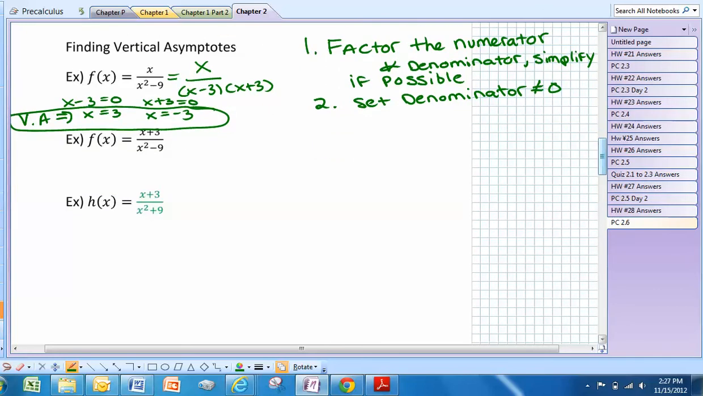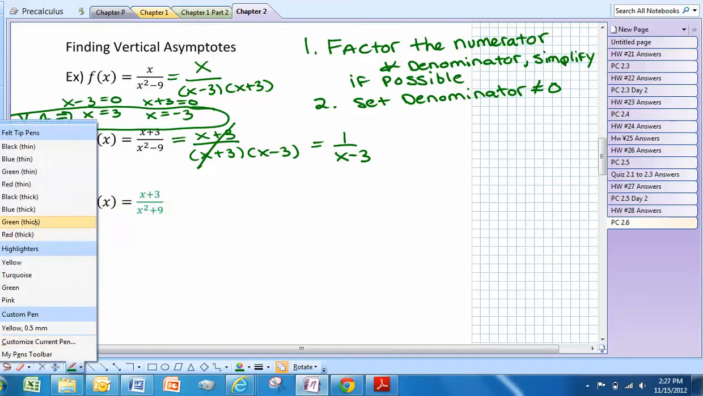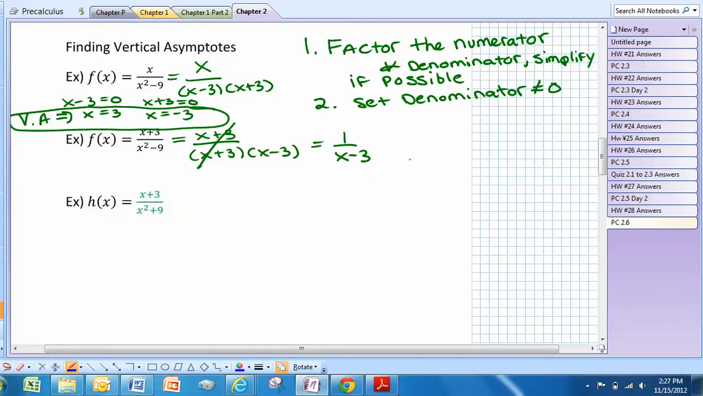The next one, if you notice when I factor it, I have x plus 3 on the top, and I factor and I get x plus 3 and x minus 3. Notice that the x plus 3's cancel out, and now I'm left with 1 over x minus 3. When I solve the denominator, notice I just get x equals 3, and that is my vertical asymptote.